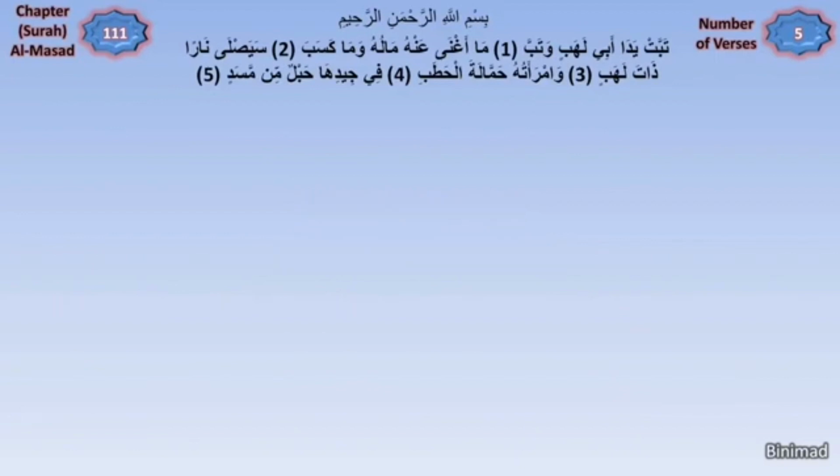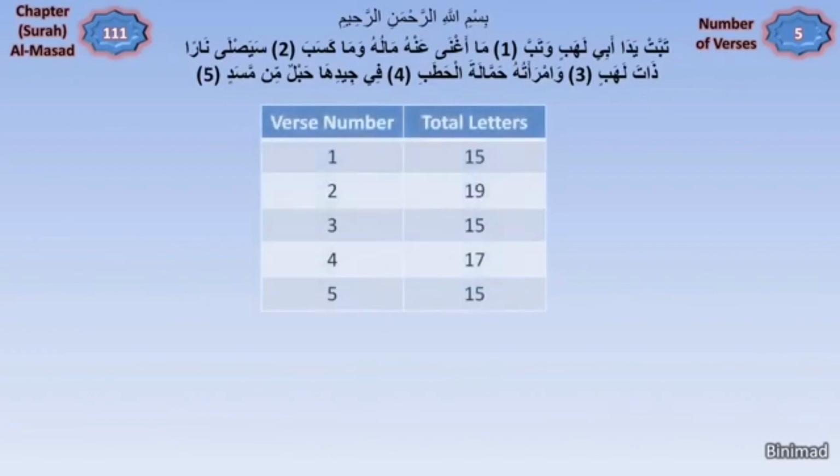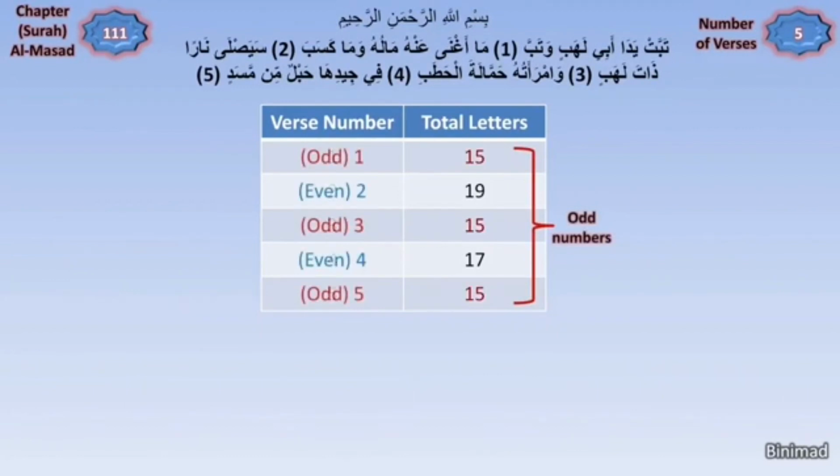We further realize that when we check the number of letters in each verse, we see that again they are all odd numbers. But the interesting thing is that every other verse is 15 letters. So we have verse 1 with 15 letters, then verse 3 with 15 letters, and then verse 5 again with 15 letters. This seems unusual and invites a closer look.